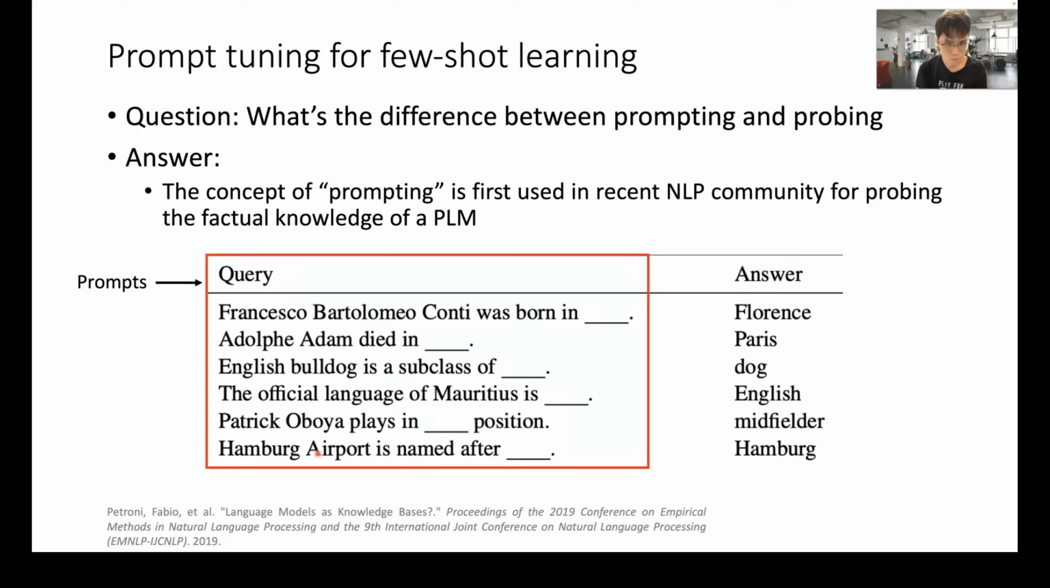In fact, the concept of prompting was first used in the recent NLP community for probing the factual knowledge of a pre-trained language model. For example, when we want to know if the language model knows what subclass English Bulldog belongs to, we format this factual knowledge question into a natural language prompt: English Bulldog is a subclass of blank, and we use the masked language model to fill in the blank. If the language model can successfully fill in the blank with the word dog, then we say that the language model has the factual knowledge that English Bulldog is a subclass of dog.